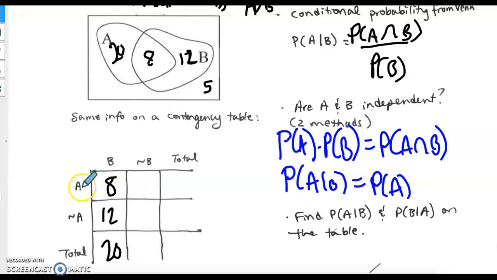This box would be everything that's in A but not in B, and that's this group right here. So there's 20 right there. Again, if I add those up, I get 28, and that's the total for A. Notice A has a total of 28.